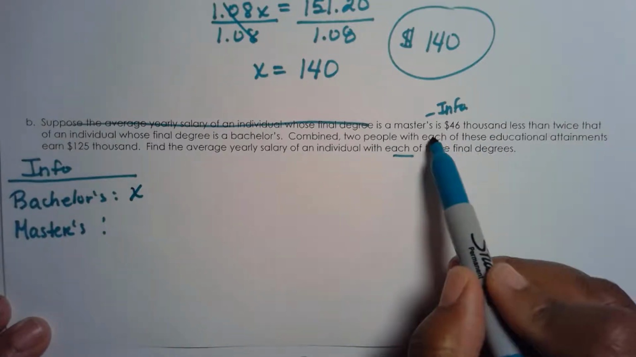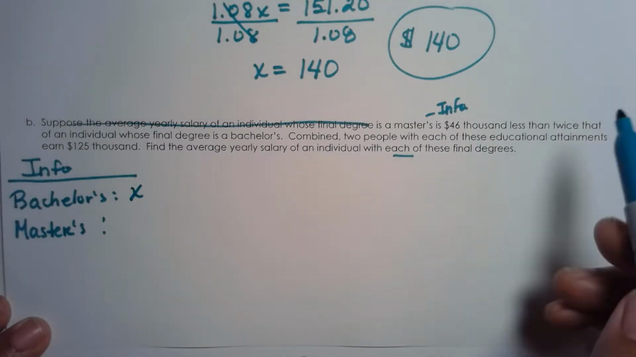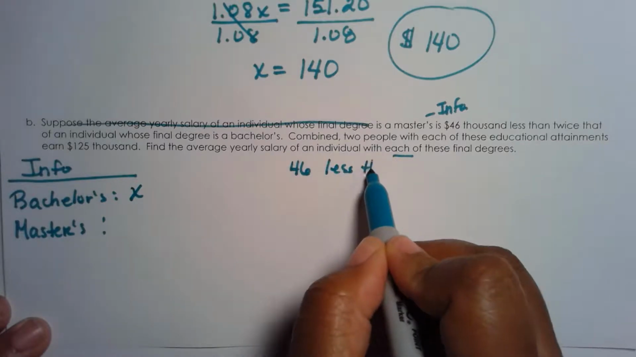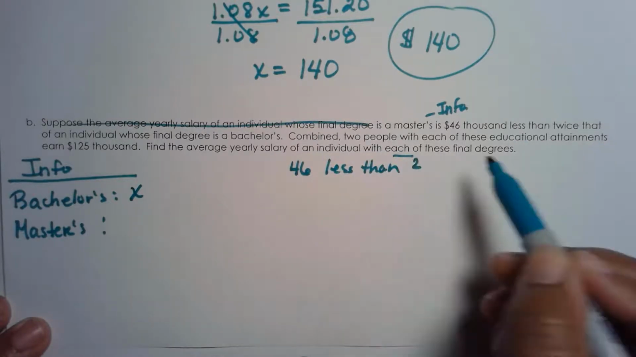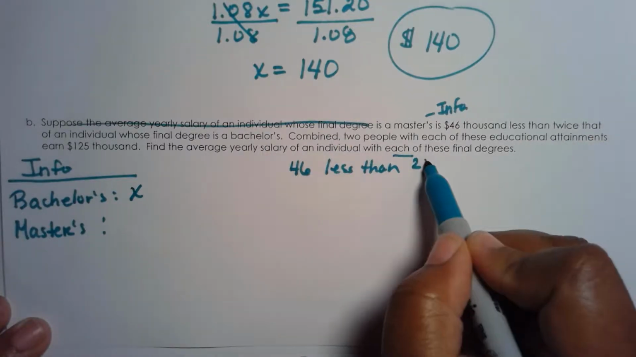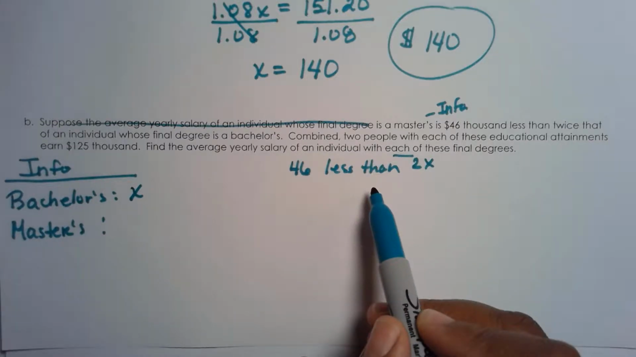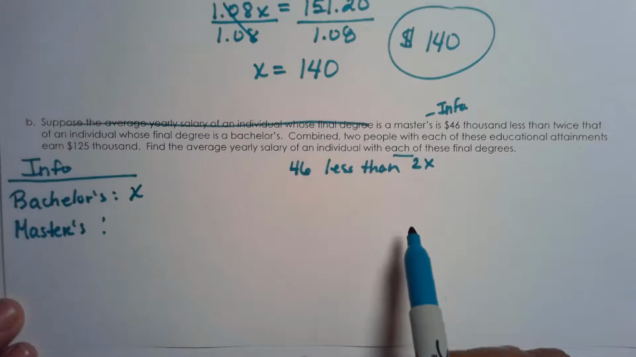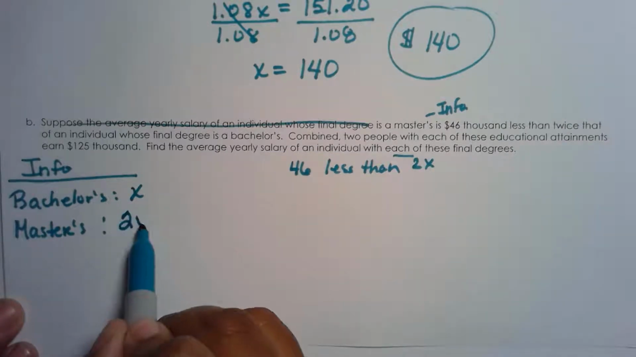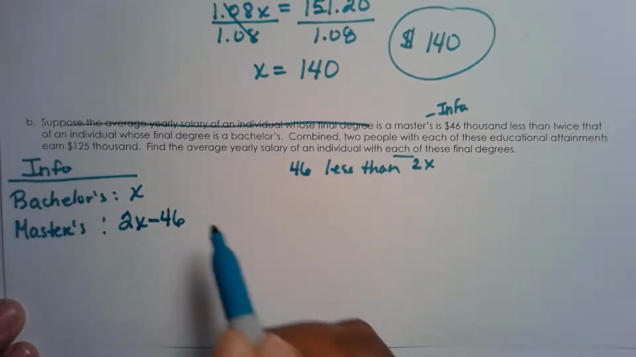So it says the master's is $46,000 less than twice, so two times, that of the bachelor's. So we can say 2x. But remember, less than, yes, we're going to subtract, but we're going to reverse our terms. So how we represent the master's will be 2x minus 46.